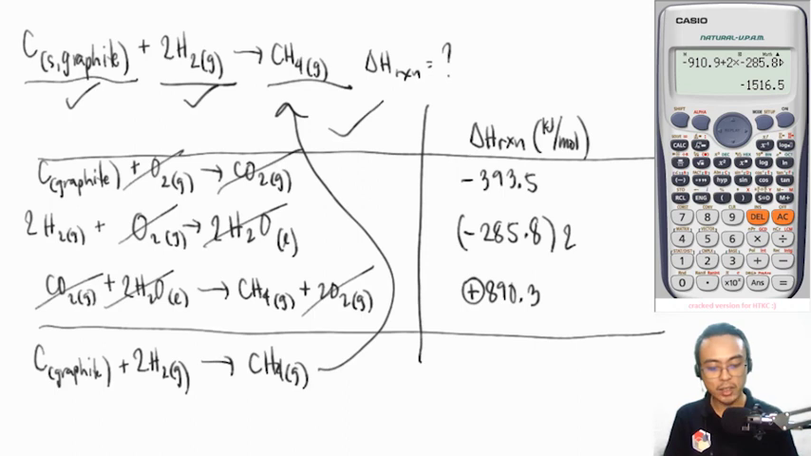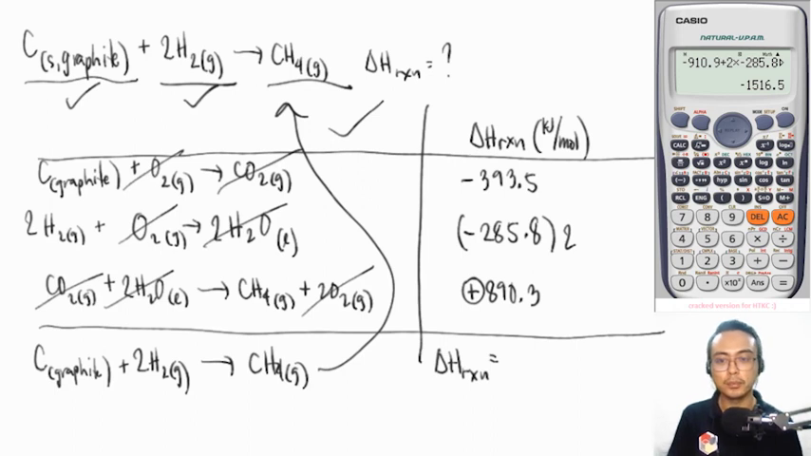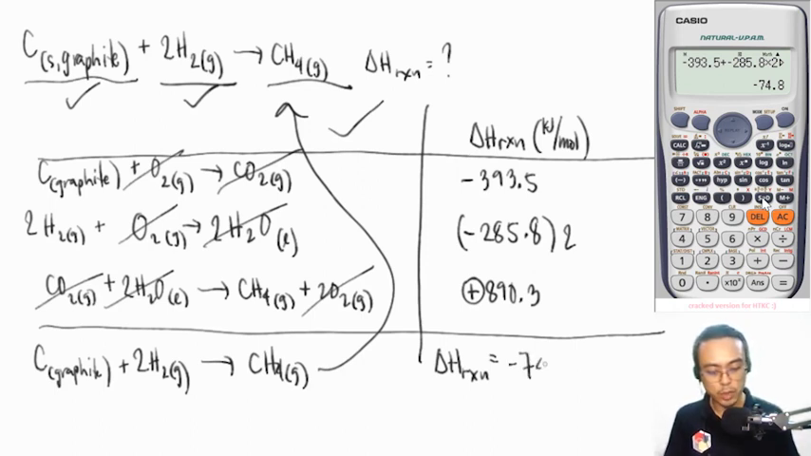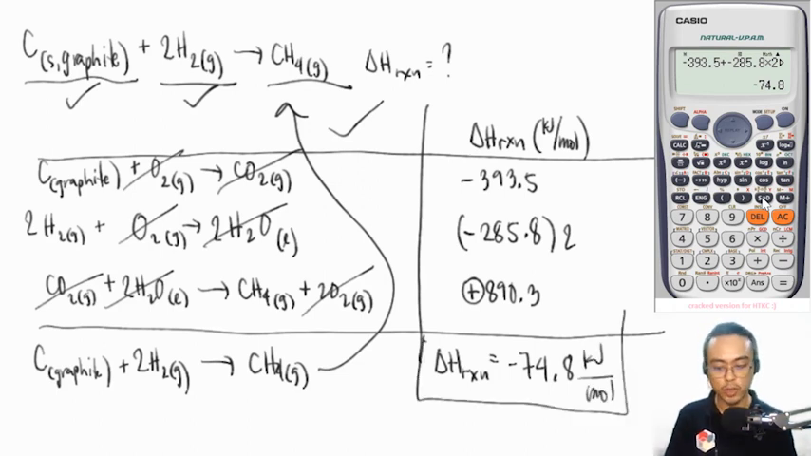Therefore, if I add the enthalpies of reaction of my modified equations, that should give me the enthalpy of reaction for my unknown reaction. So let's try to add. That is negative 393.5 plus negative 285.8 times 2 plus 890.3. The answer is negative 74.8 kilojoules per mole. That is the enthalpy of reaction for our unknown reaction.